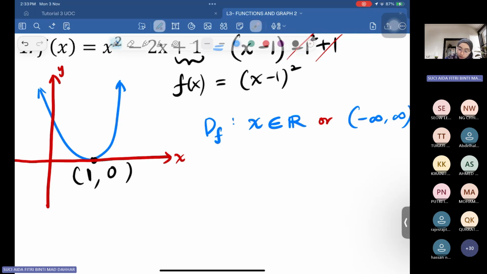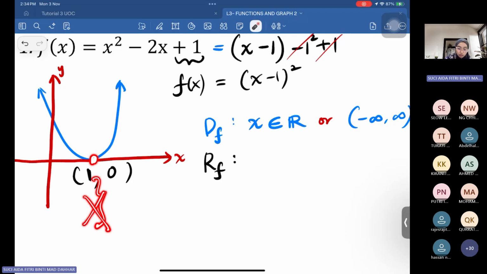How do we get range? You need to do vertical scanning, range of function f. You have to do vertical scanning to the top, to the bottom. Is there any lowest point? Yes, right? This is our lowest point. There's nothing beyond this point down here. That's the lowest. Do we have a highest point?